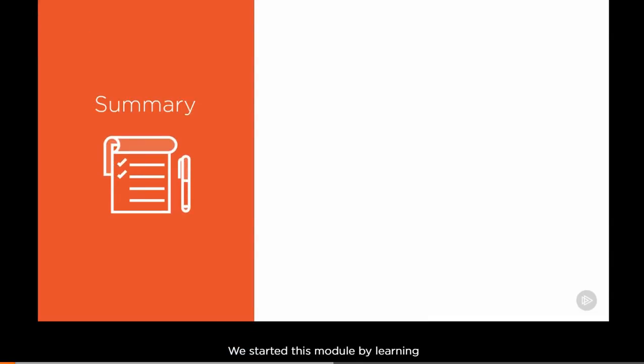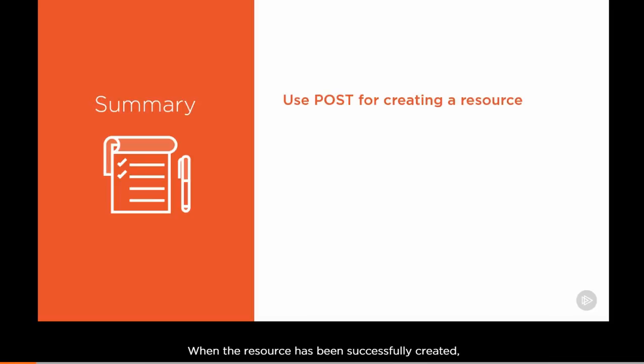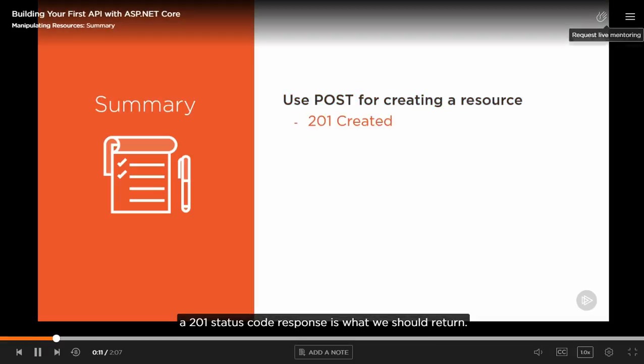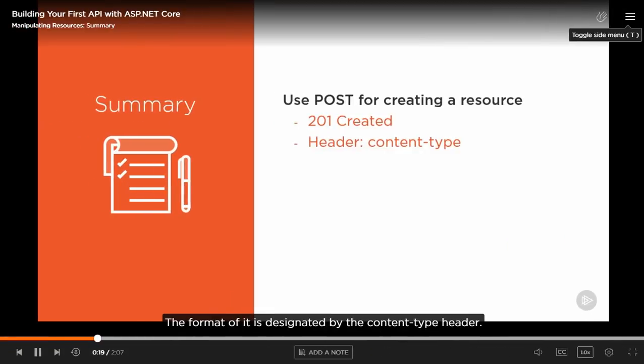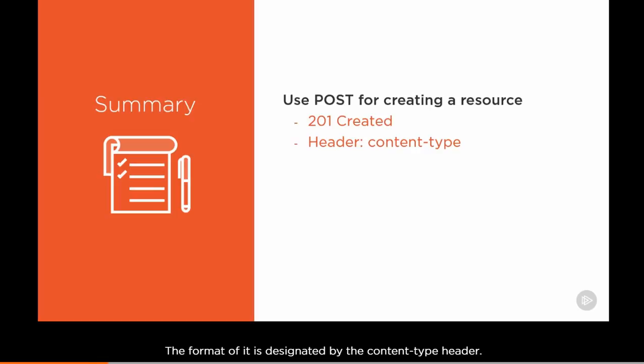We started this module by learning about post to create a resource. When the resource has successfully been created, a 201 status code response is what we should return. That was the first time we submitted a request body to our API. The format of it is designated by the content type header. When talking about input, it should be validated. And that's what we learned next.